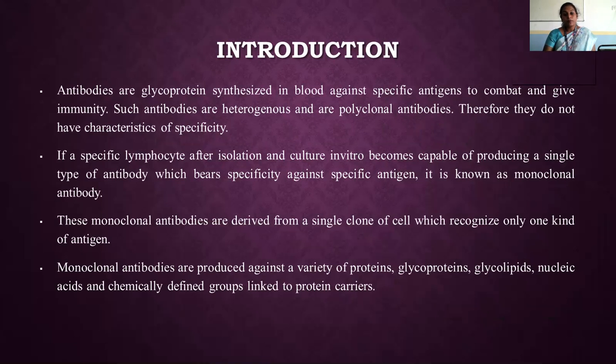If a specific lymphocyte, after isolation and culture in vitro, becomes capable of producing a single type of antibody which bears specificity against a specific antigen, it is known as a monoclonal antibody. These monoclonal antibodies are derived from a single clone which recognizes only one kind of antigen. Monoclonal antibodies are produced against a variety of targets: glycoproteins, glycolipids, nucleic acids, and chemically defined groups linked to protein carriers.